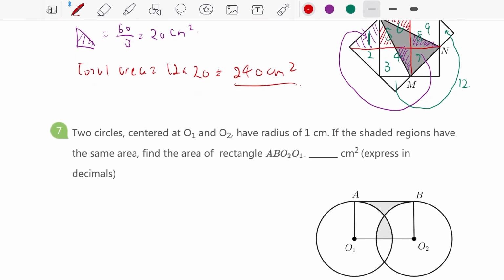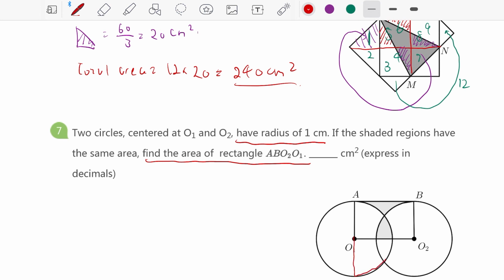Two circles centered at O1, O2 have radius 1 cm. Now if the shaded regions have the same area, find the area of rectangle ABO2O1. Well, it looks a little bit difficult at first, but the good thing is the shaded regions have the same area. So we can do a little bit of manipulation. Now let's take a look. Maybe I'll just draw something like this.